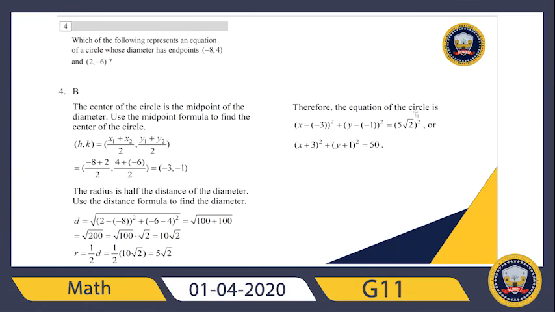Therefore, the equation of the circle is (x minus -3) squared plus (y minus -1) squared equals the radius squared. This leads to (x plus 3) squared plus (y plus 1) squared equals 50. So this is the solution, the way to find the equation of a circle. You follow the steps, you get the equation.